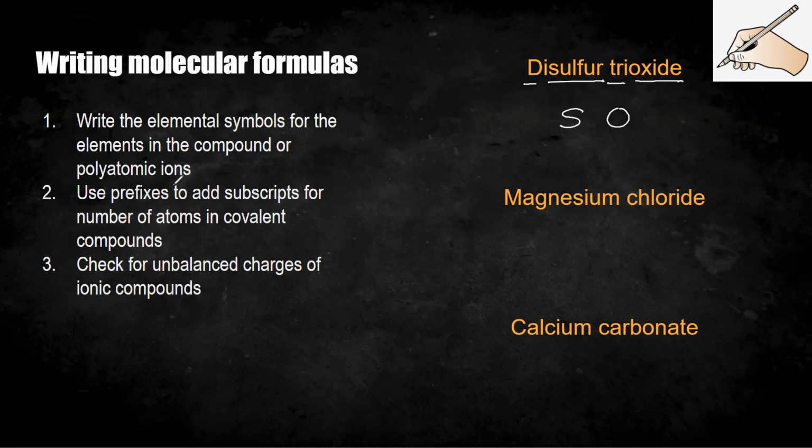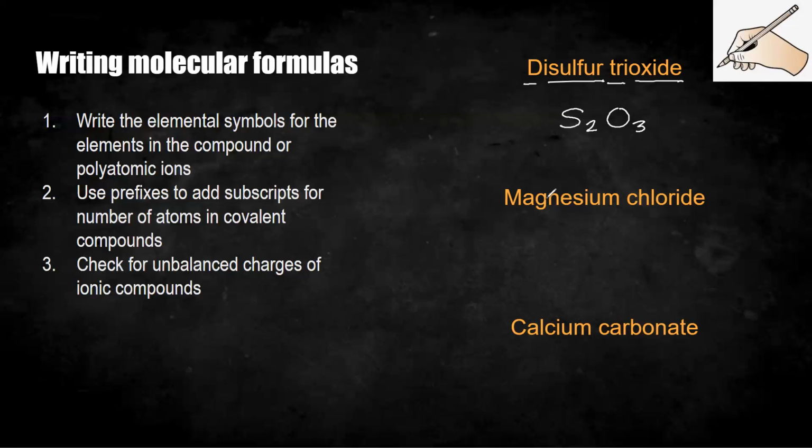Now this one is nice and easy because it actually gives us those prefixes. This is a covalent compound, and step number 2 says use prefixes to add subscripts for the number of atoms in covalent compounds. So if we were to look on our prefix table, you would see that di aligns with 2 atoms. So if I have di, that means I have 2 atoms of sulfur, and then I'm going to write a 2 as my subscript. Now tri aligns with 3. So think of like a tricycle or a triangle has 3 sides. That's where those prefixes are coming from. So tri is indicating that I have 3 oxygen atoms. And that is my molecular formula for disulfur trioxide.